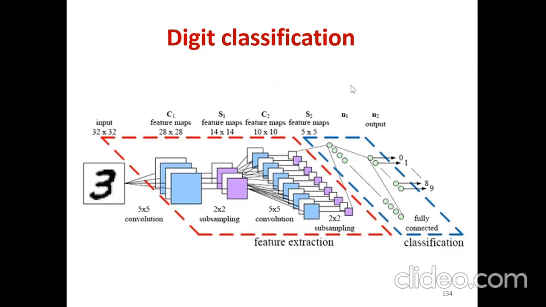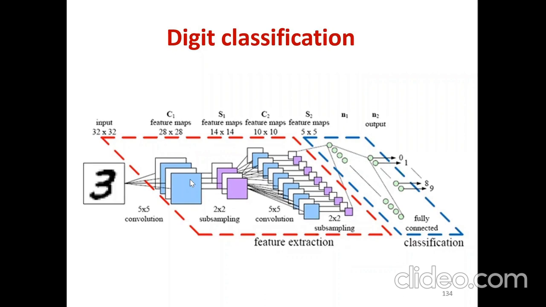So this figure shows the choices Yann LeCun made for LeNet applied to digit classification in his original work. So the inputs were 32 cross 32. The first layer had four filters of 5 cross 5, no zero padding. So the output size reduces to 28 cross 28.